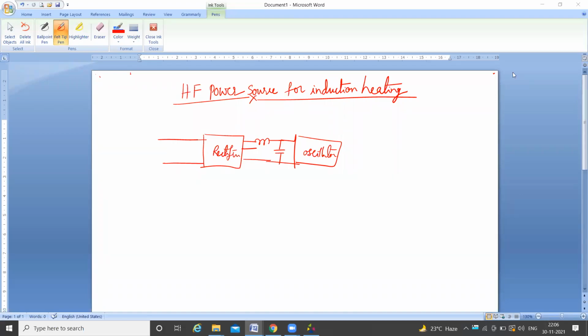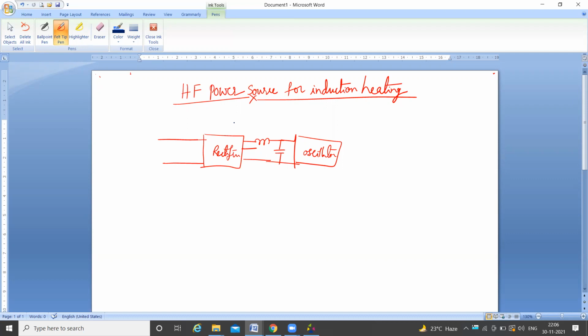High frequency power source for induction heating. The type of power source required for induction heating depends upon the nature of applications and the amount of power required. These two factors decide whether a high power, high frequency power source or a low frequency power source is required.